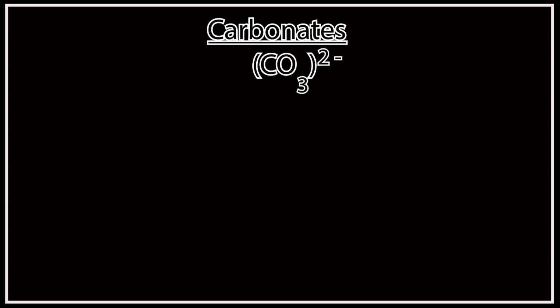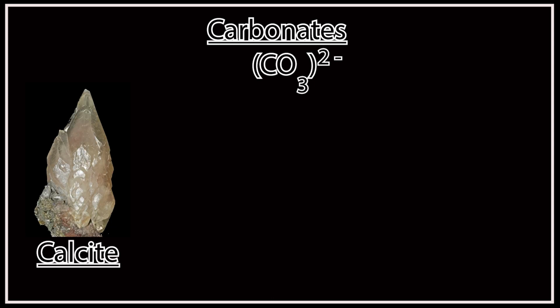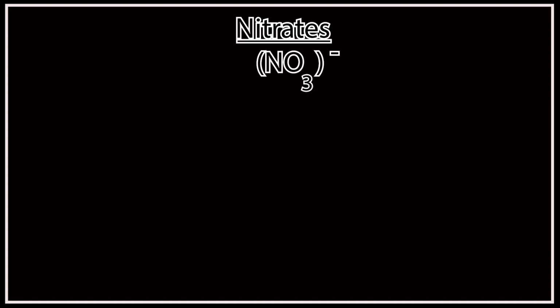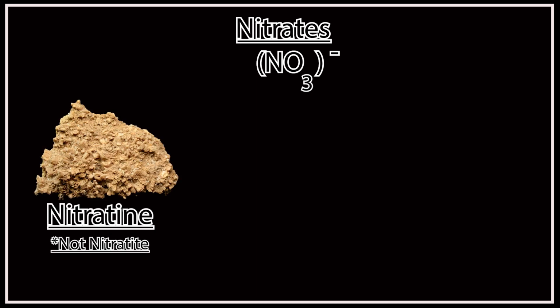The next group is carbonates. Its anion complex is (CO3)2. A mineral example is calcite. Its chemical composition is CaCO3. The next group is nitrates. Its anion complex is NO3. A mineral example is nitratite. Its chemical composition is NaNO3.